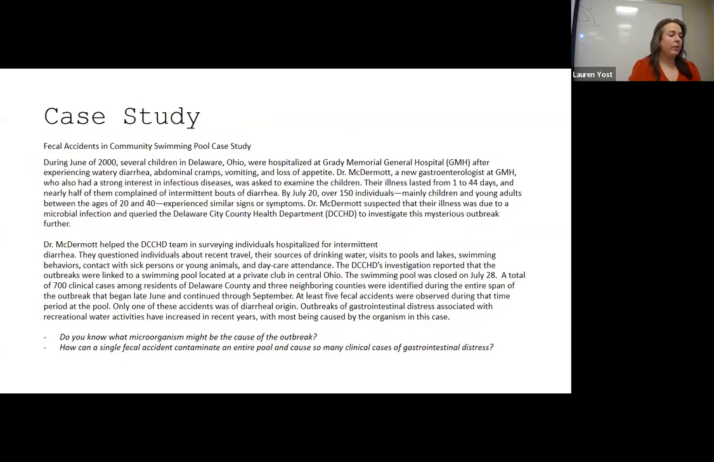So, all right, we have a case study here. This is more applicable to what we're learning in these later chapters, but still kind of ties it all together. Fecal accidents in the community swimming pool case study. During June of 2000, several children in Delaware, Ohio, were hospitalized at Grady Memorial General Hospital after experiencing watery diarrhea, abdominal cramps, vomiting, and loss of appetite. Dr. McDermott, a new gastroenterologist at GMH, who has also had a strong interest in infectious diseases, was asked to examine the children. Their illness lasted from 1 to 44 days.